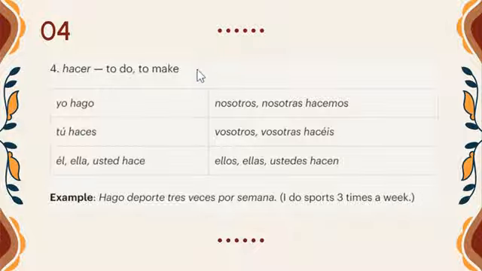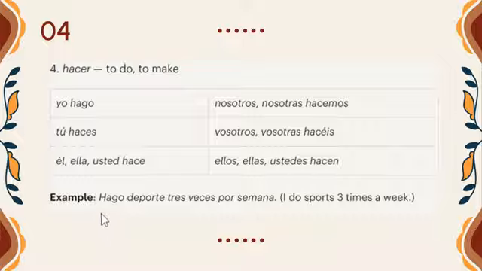Hacer is to do or to make. This one can get a bit confusing. You have to look into context because sometimes when you're reading something and you think of one meaning, the sentence doesn't make sense. You're like they're doing this, but that doesn't make sense. It might be that they're making something, right?